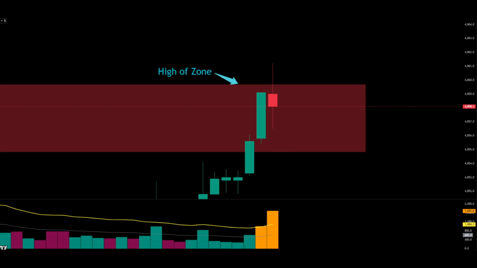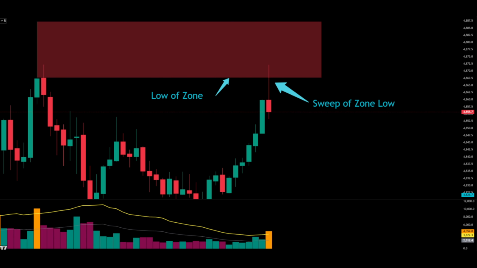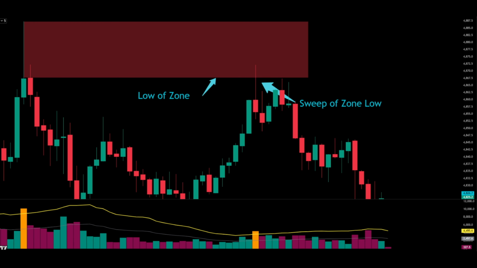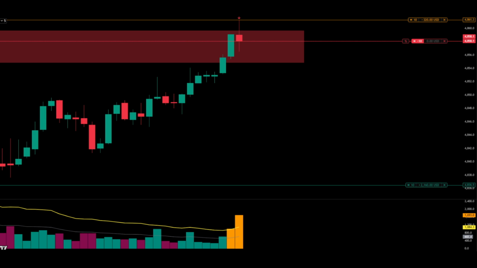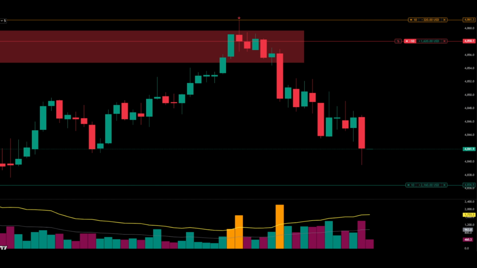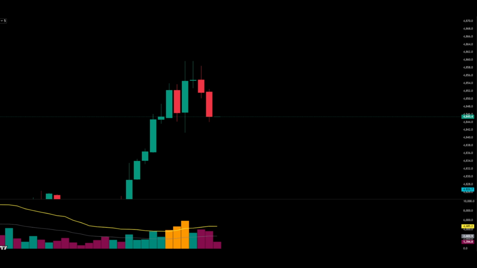There are two setups. First, a sweep of the high. Price pushes above the zone, then closes back inside with high volume. Second, a sweep of the low of the zone. Price wicks into the bottom of the zone, then closes back outside of it with high volume. Both of these show sellers stepping in. That's where you take the short. Target the previous low. Now let's go over support.